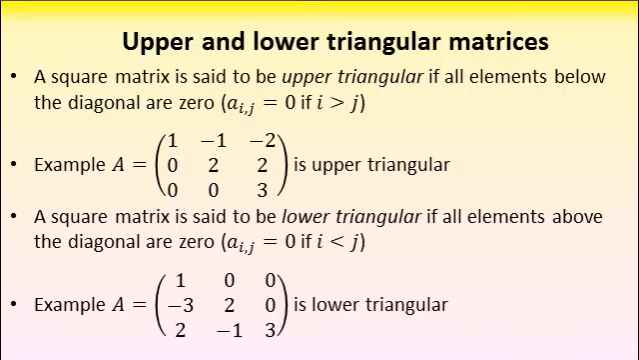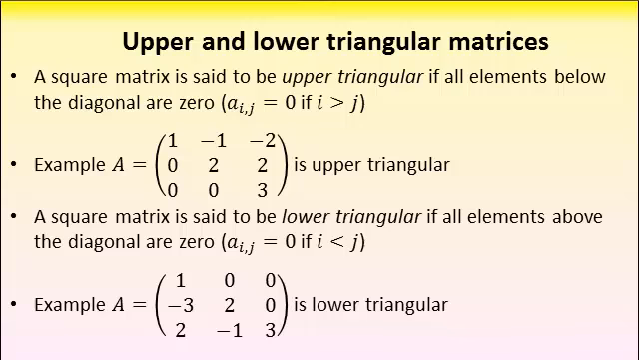Make sure that you understand the mathematical definition. That is, it's upper triangular if a_ij is 0 for all i greater than j. Keep in mind that i is the row, j is the column. So if i is greater than j, we're at an element whose row number is greater than its column number. Well, if the row number is greater than the column number, we must be below the diagonal. And the definition of upper triangular tells us that those elements must be 0.